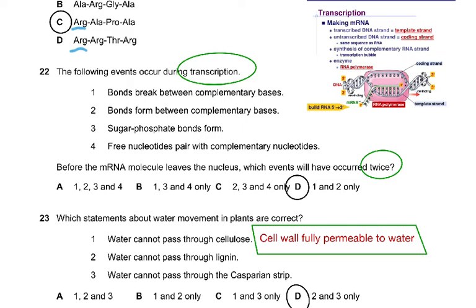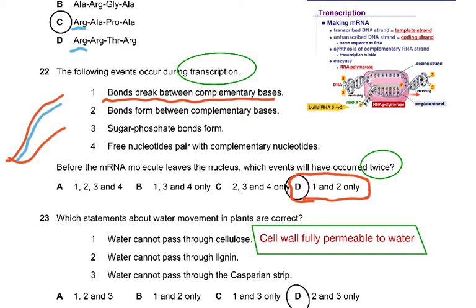Why 1 and 2? Why was it 1 and 2? The reason is that one, bonds break between complementary bases. So first of all, the DNA unzips. So bonds break between complementary bases, and then new bonds form between the mRNA. And then again these bonds break.